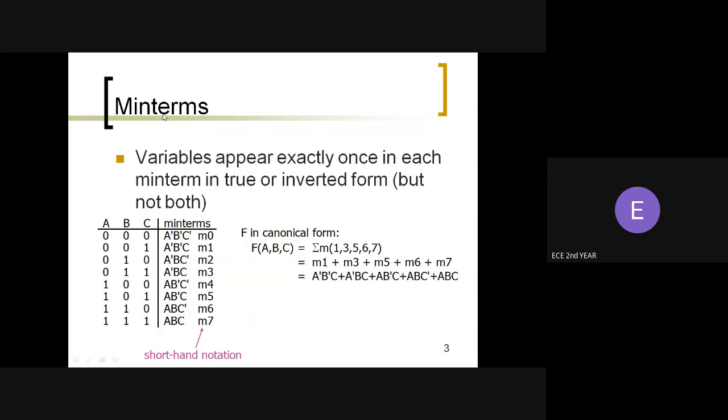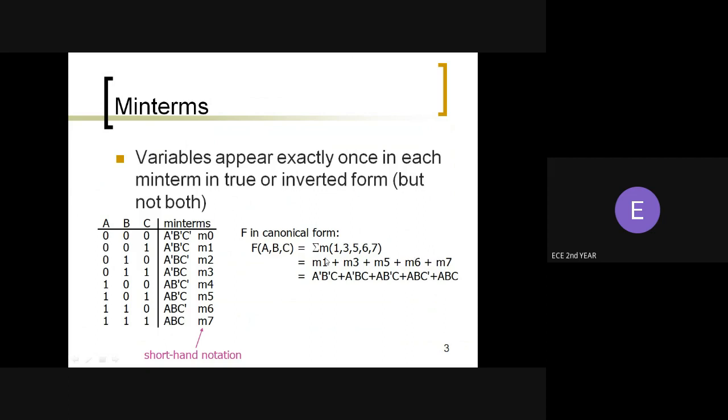You see here the min terms can also be written in this format: F of A comma B comma C. A, B, C are nothing but the inputs. And the output terms, the min terms, are specified by the summation symbol followed by a small m, and 1, 3, 5, 6, 7. 1, 3, 5, 6, 7 are nothing but the min term numbers. That is, for 1 we write m1, and for 3 we write m3, and for 5 we write m5, and for 6 we write m6, and for 7 we write m7.